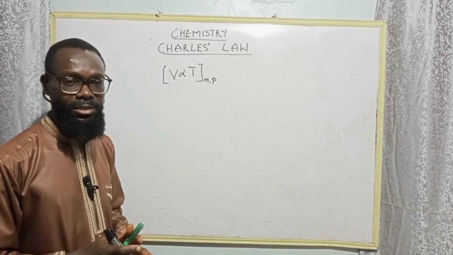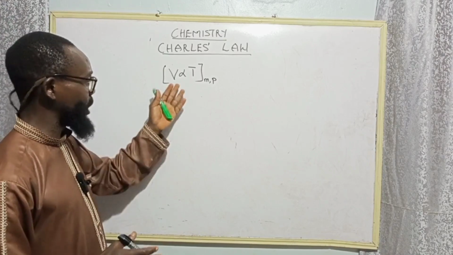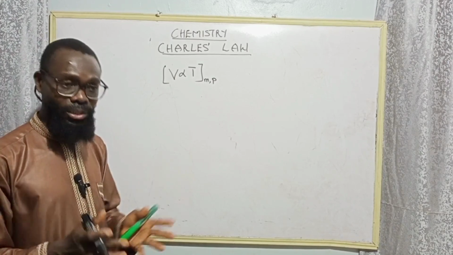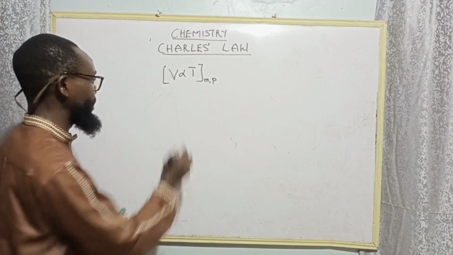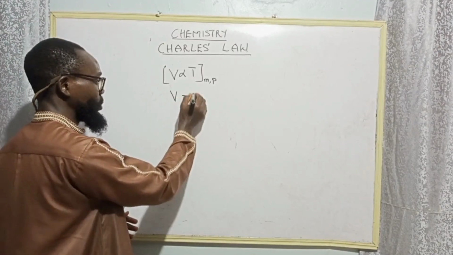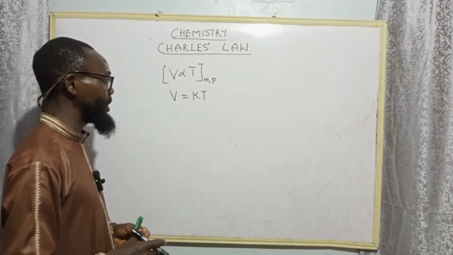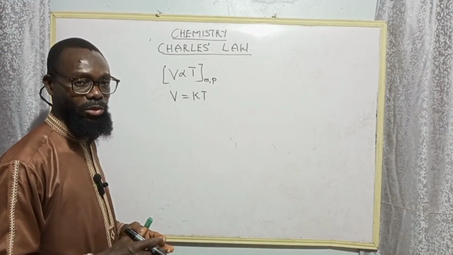In mathematics, we can't work with this proportionality. We have to remove it. When we remove it, we introduce a constant, a gas constant, so V equals KT. So this is a relationship between volume and temperature.